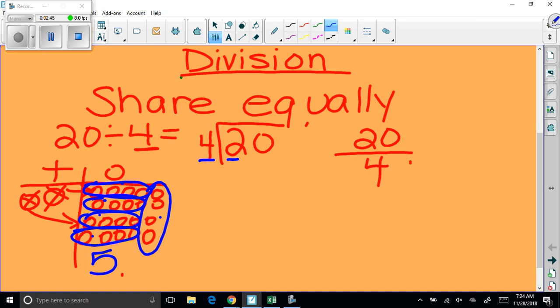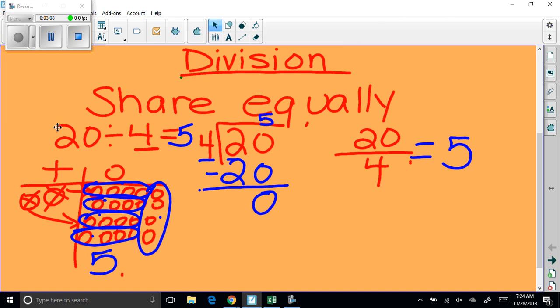So my answer to 20 divided by 4 now becomes 5. And since I made the groups of 1s instead of 10s, that's why my 5 goes here. With all circled, I have 20 total circled, and I have none left over, meaning I have no remainders at all. So my answer to this problem is 5.